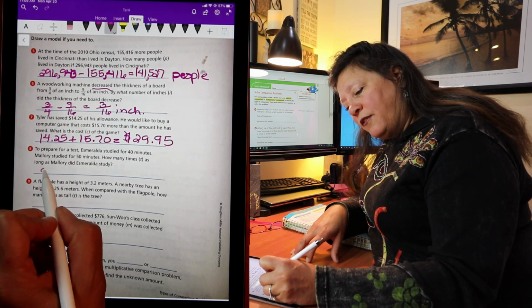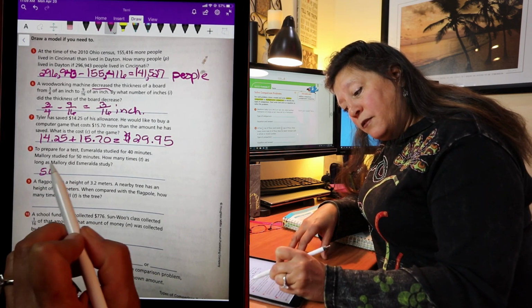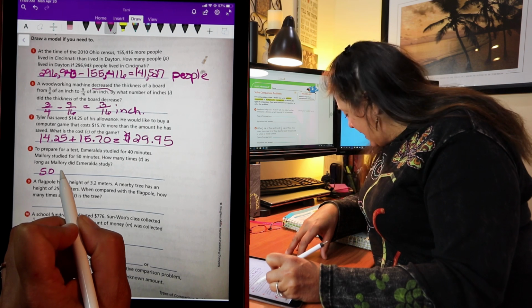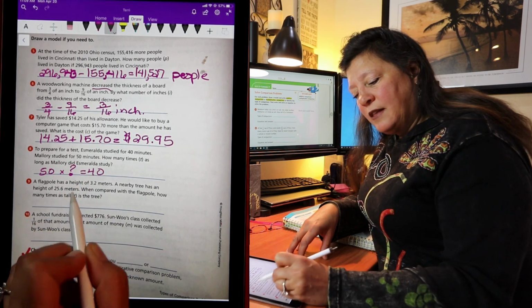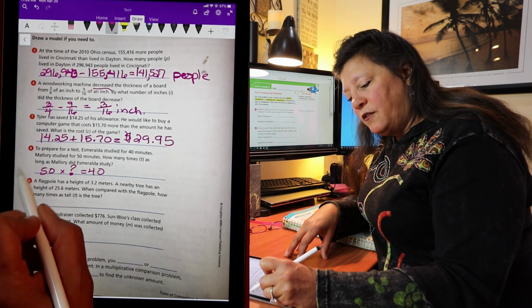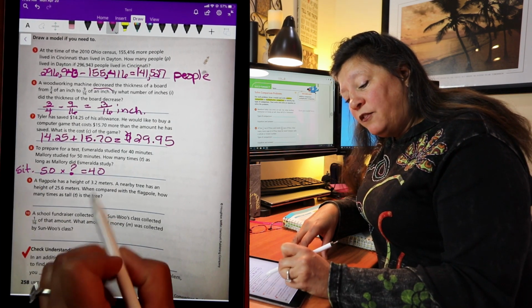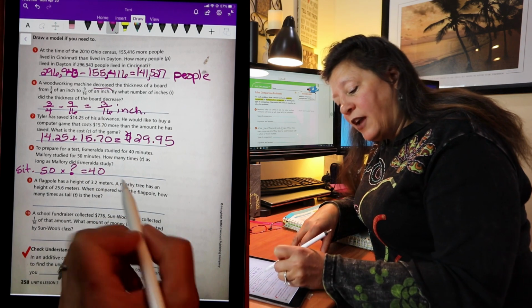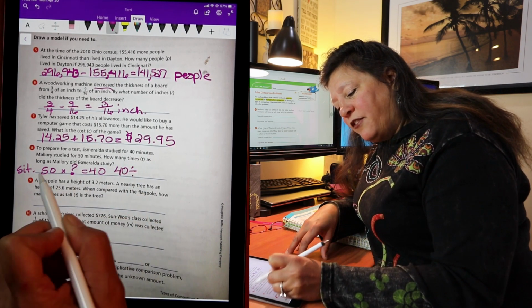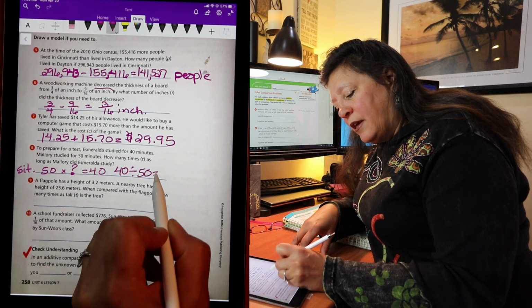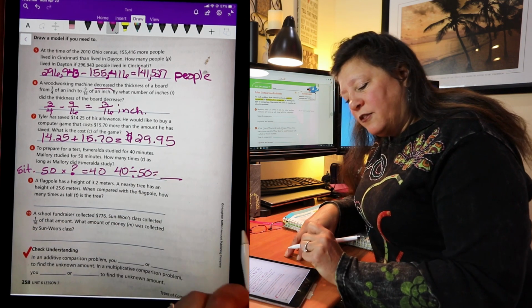Okay, so we know it's 50, which is Mallory, times how many is 40? That's our situation equation. How are we going to solve it? Well, we're solving for an unknown factor. So you're going to take your product divided by the factor you do know, all right, to get your answer.